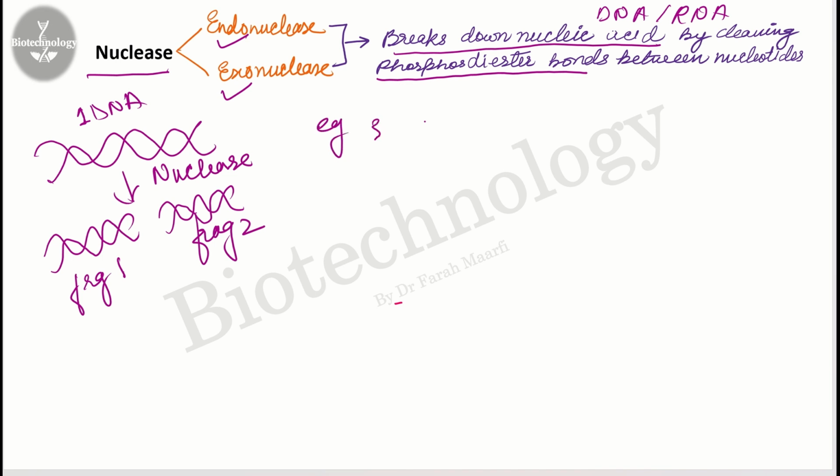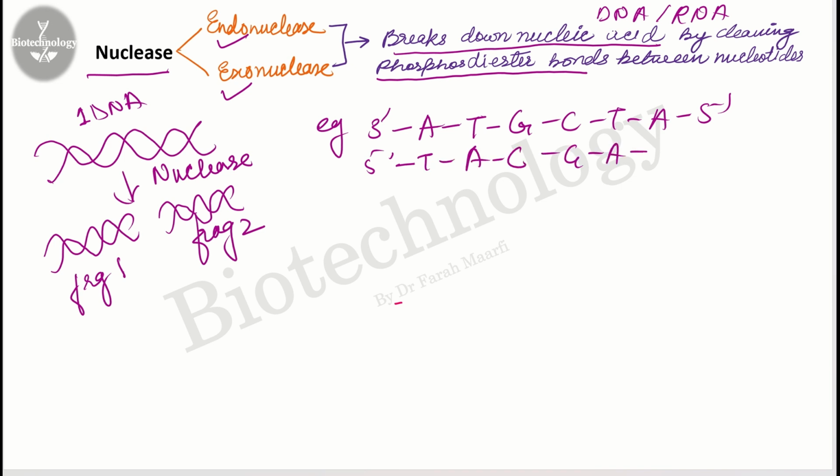For example, suppose this is a chain of a DNA molecule, A, T, G, C, T, A, 5 prime, and from this side it would be T, A, C, G, A, T, 3 prime. At this position is the phosphodiester bond. It is present between the two nucleotides. Here it is present between thymine and guanine.